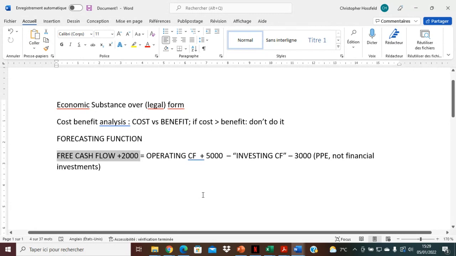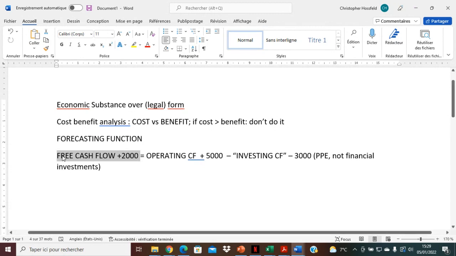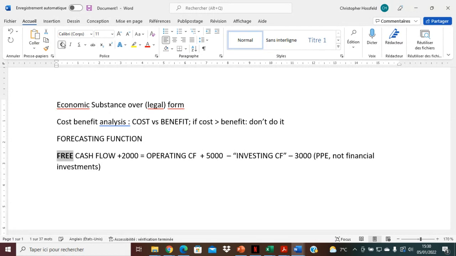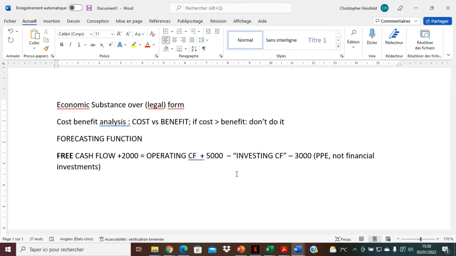That's one point. And secondly, it's called the free cash flow. And why do you think it's called free? What is it free for? What is it free from? Why is it called free cash flow? Any idea?